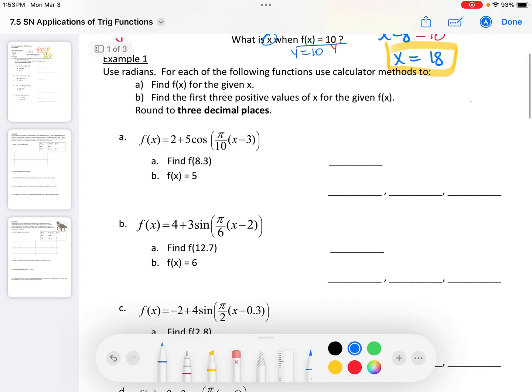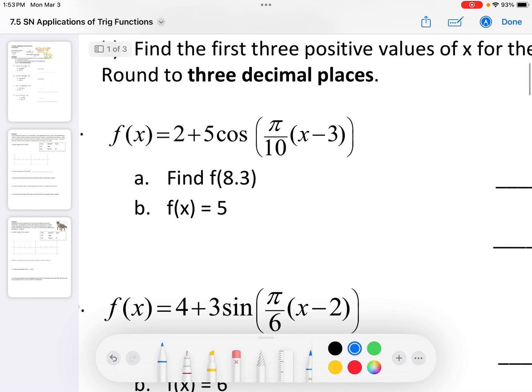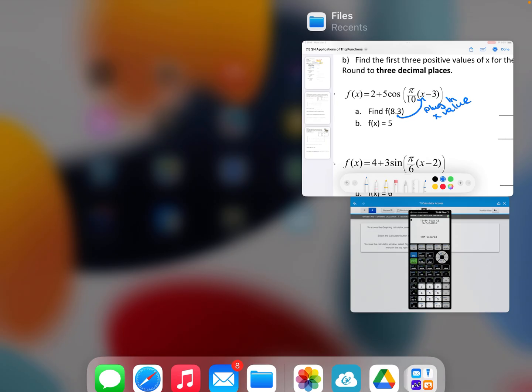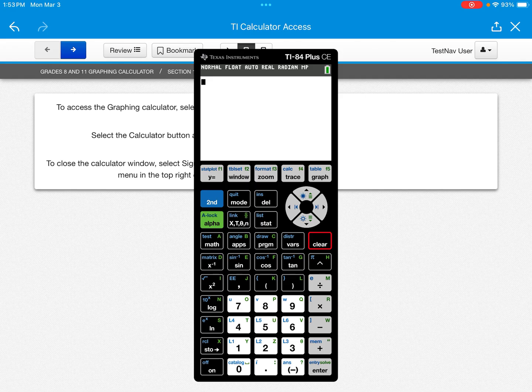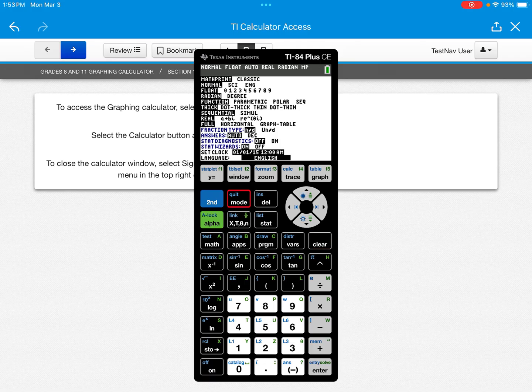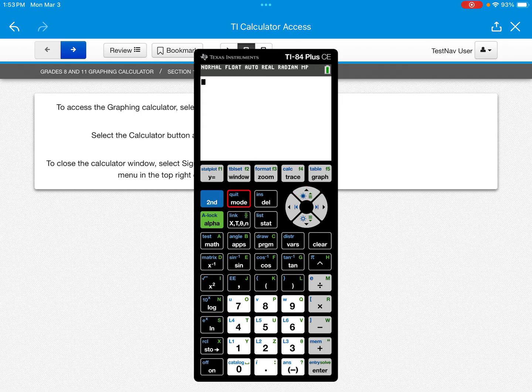If we look at A, we're finding f of 8.3. Take this 8.3, plug in the x value. We'll do this on the home screen in the calculator. Go to your calculator. Remember, you have calculator access on ClassLink. Go to the one that says TI Calculator Access. Click the link. Follow the instructions. This is what will pop up. Make sure you are in radian mode. Go to mode. Make sure you're in radians. Second quit to get back to the home screen.